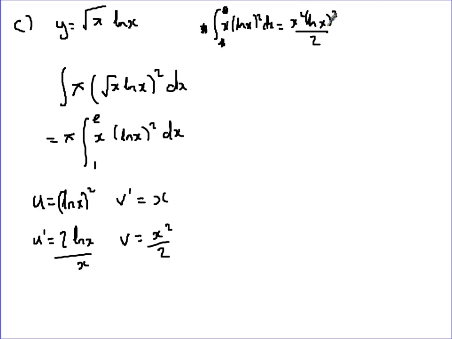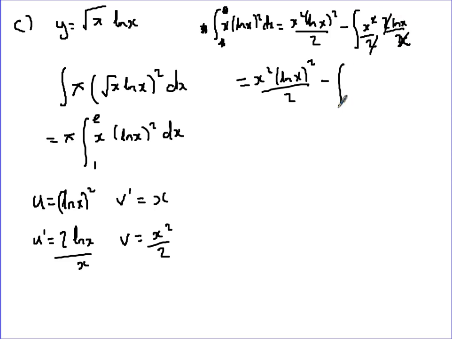So we've got uv, which I've just said, so it's that times that, then minus the integral of v again, which is x squared over 2, but this time we're using u dash, which is 2 ln x over x, sorry. That then gives us x squared (ln x) all squared over 2. Here then the 2's cancel, this x cancels with this x, so we're then left with the integral of x ln x.